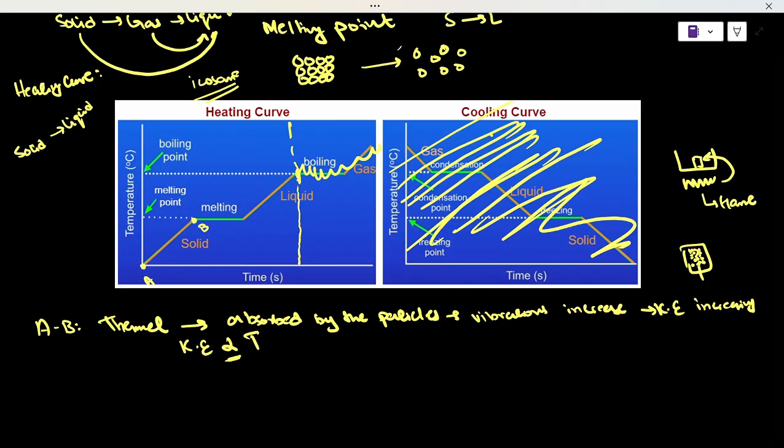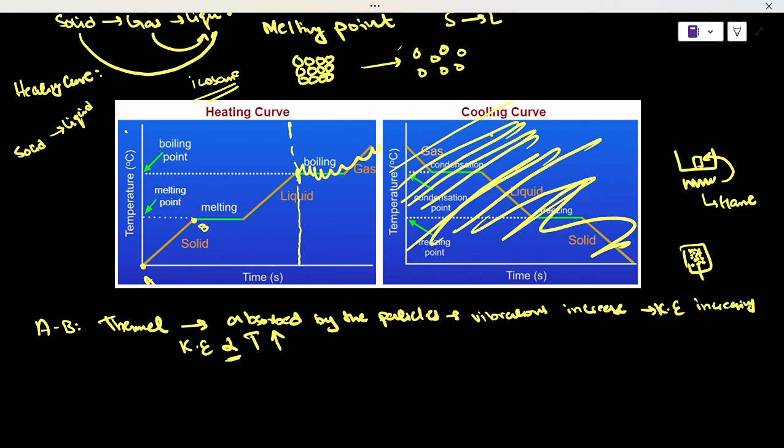In this particular case, you're providing thermal energy. That thermal energy is being absorbed by the particles. Because it is absorbed, the movement or the vibrations are increasing, and because of that, kinetic energy is increasing, and because the kinetic energy is increasing, the temperature also increases. That's your whole story of what's happening from point A to point B.